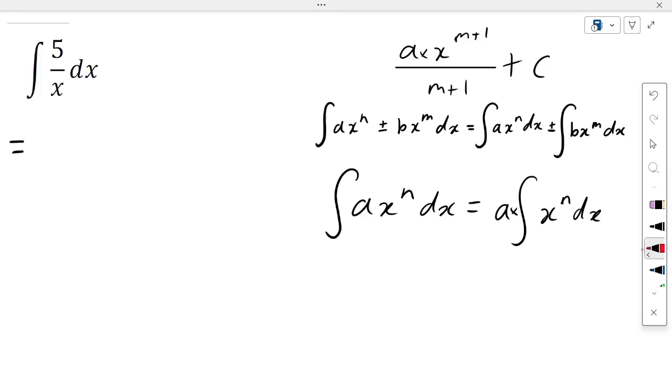So here's a little bit of a trick over here. Whenever you have just a constant in the numerator, you can just take it over before the integral, like this. So it's going to be 5 multiplied by the integral of 1 over x with respect to dx.